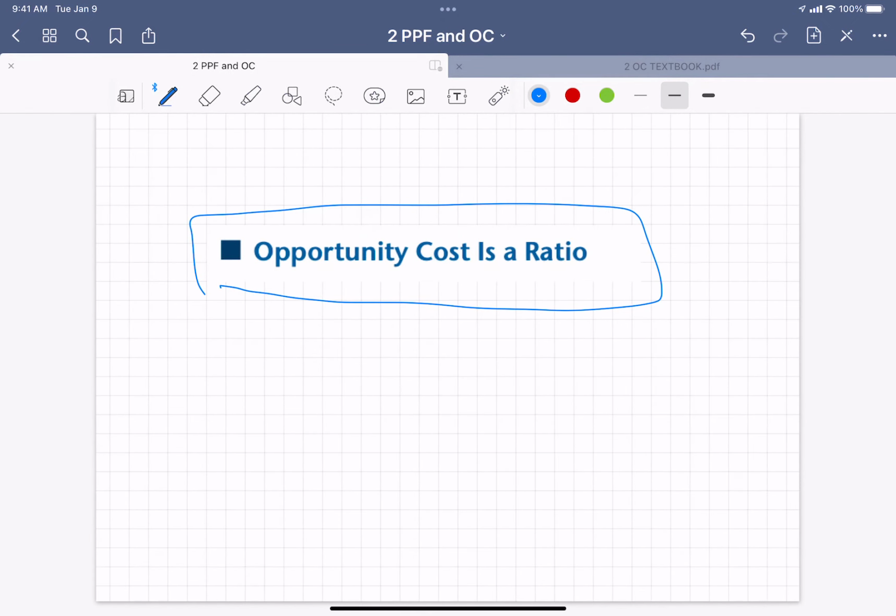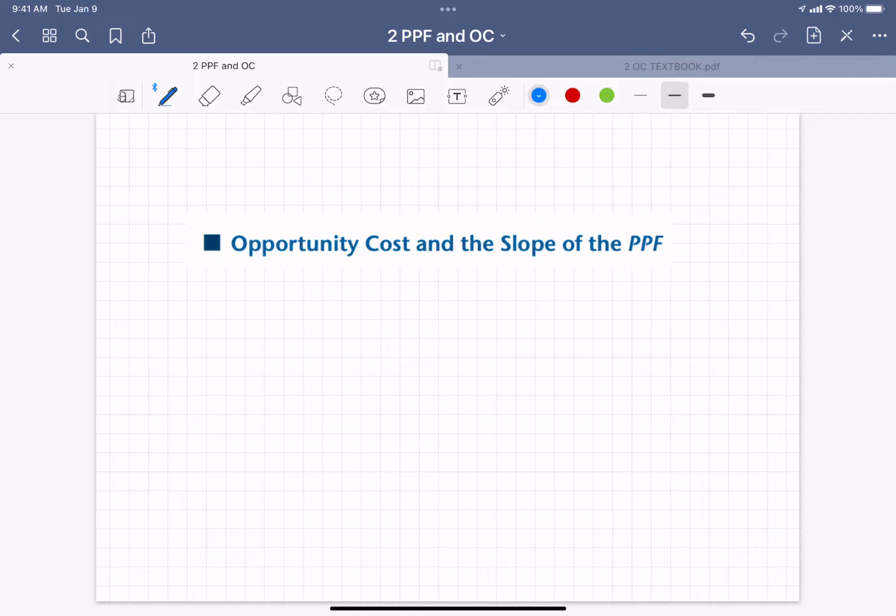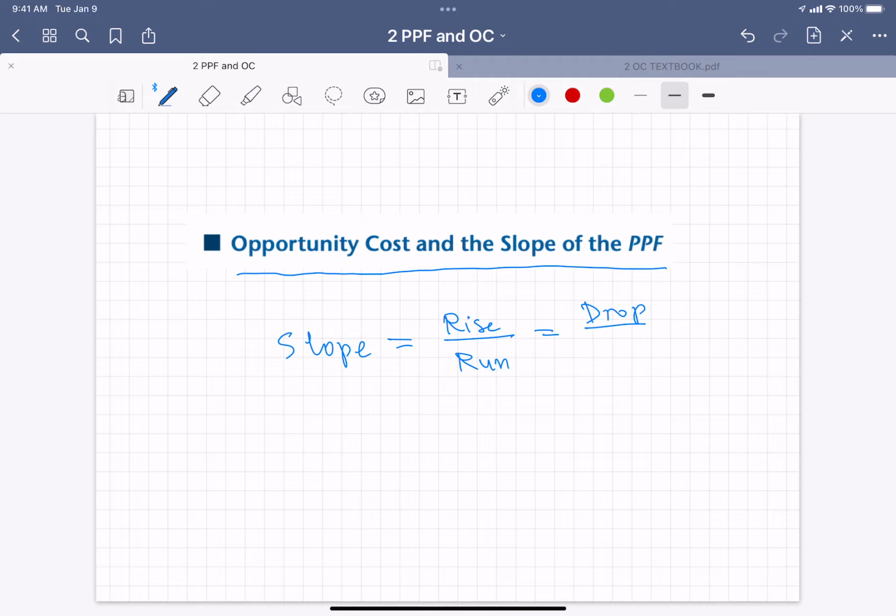Very good. Now let's see what else we have here. Another thing we need to figure out is how opportunity cost relates to the slope of the PPF. You just need to recall that slope is rise, or drop if we're talking about a downward sloping curve like in this case, over run. So in this case, it will be drop, or negative rise, over run.